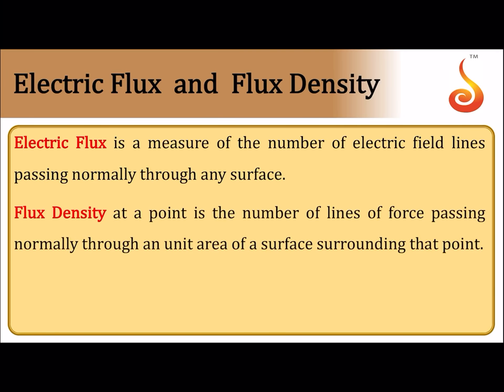So electric flux density at a point is the number of lines of force passing normally through a unit area of a surface surrounding that point. It's the number of field lines passing through a unit area, that is flux density. Flux itself is the number of lines passing through the entire area. Number of lines passing through a unit area is flux density, but very important, the number of lines passing normally through a unit area of a surface surrounding that point is called the flux density.